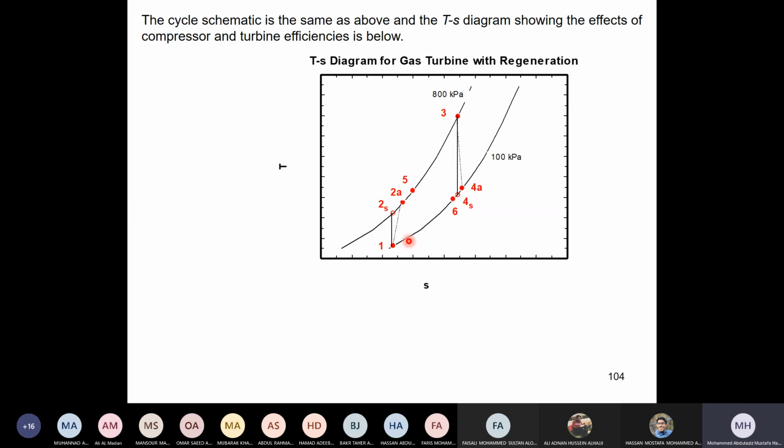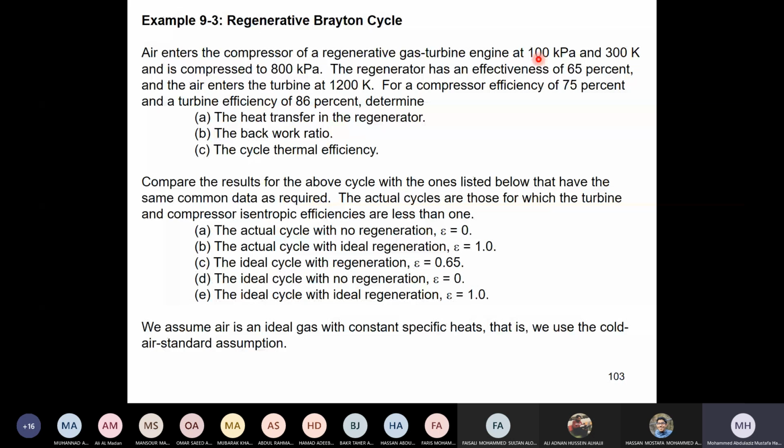So now I go back. Remember this cycle here: we have 1, 2, 3, 4, and let us see what's given. It's giving us P1 and T1. The pressure ratio is 100 to 800, so it's 8. T3 is 1200 Kelvin, and the regenerator effectiveness is 65%. It gives us the isentropic efficiency for the compressor and for the turbine. Of course, it asks what is the heat transfer in the regenerator, what is the thermal efficiency, and what is the back work ratio.